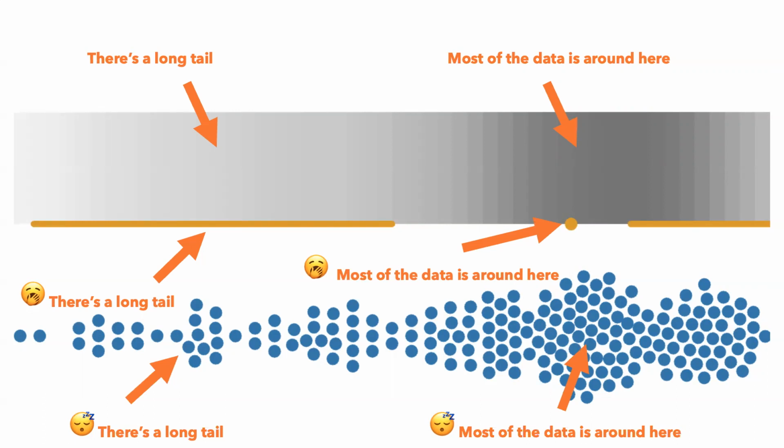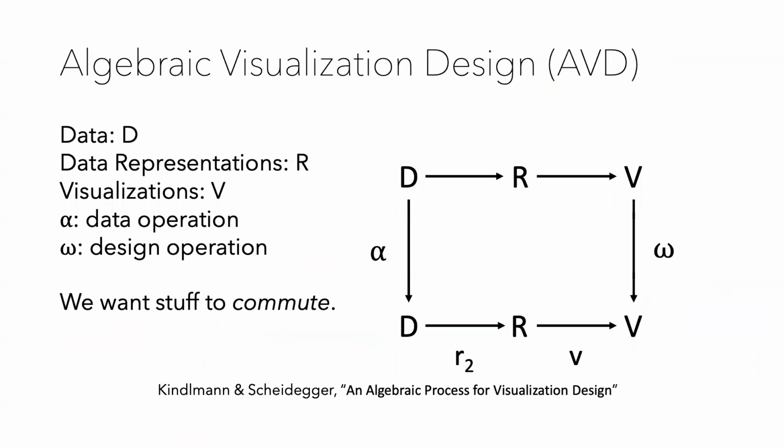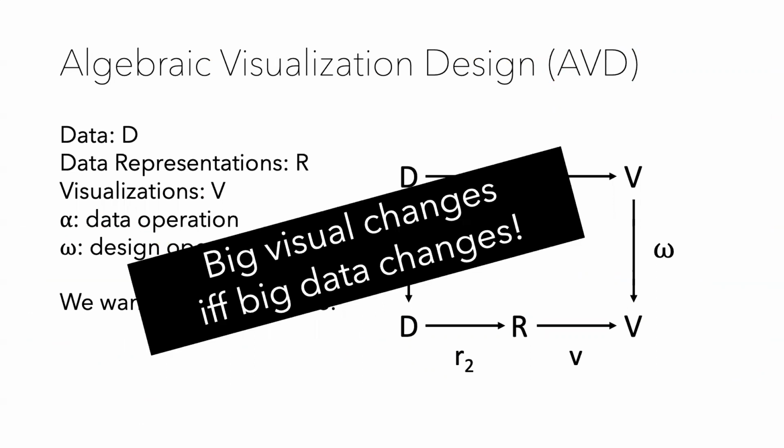All right, so that's one intuition, that not all of these components work together well in the way that others do. But a more formal way that we're investigating the rain clouds for the purpose of this paper is relying on a formalism called algebraic visualization design, proposed by Kindlmann and Scheidegger. The general idea is you have data, and you have data representations, and you have data operations and design operations to be able to do visualization, and we want stuff to commute. Maybe an intuition to build here is that if there are big visual changes in your ultimate visualization, that should only happen if there are big changes in the underlying data and vice versa.